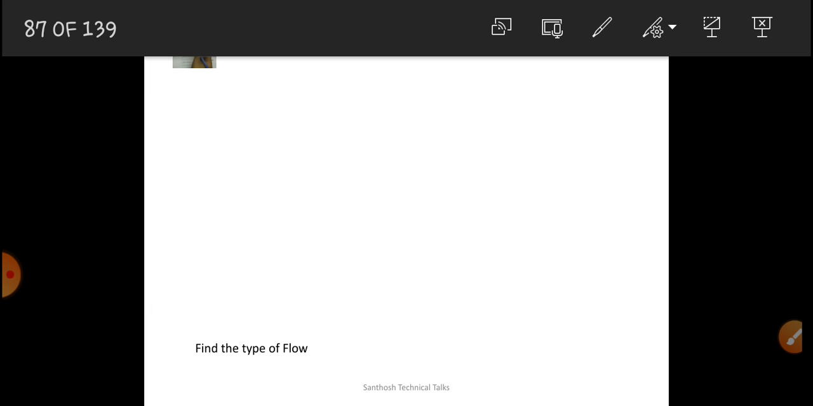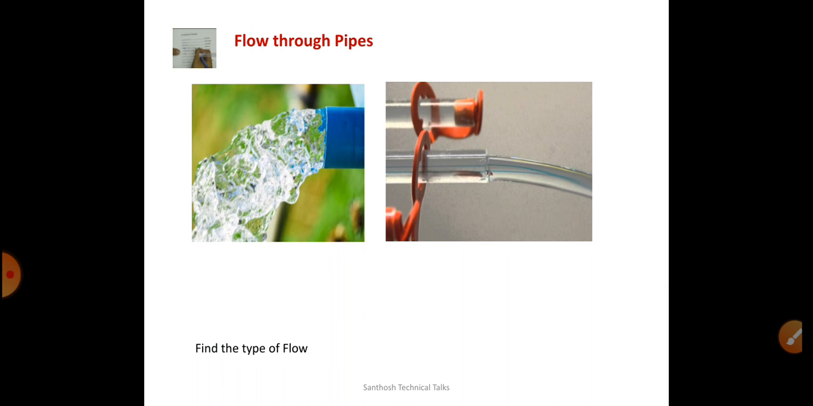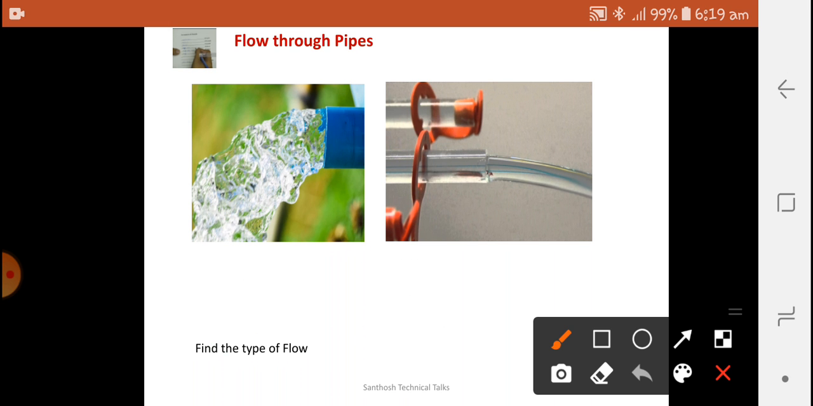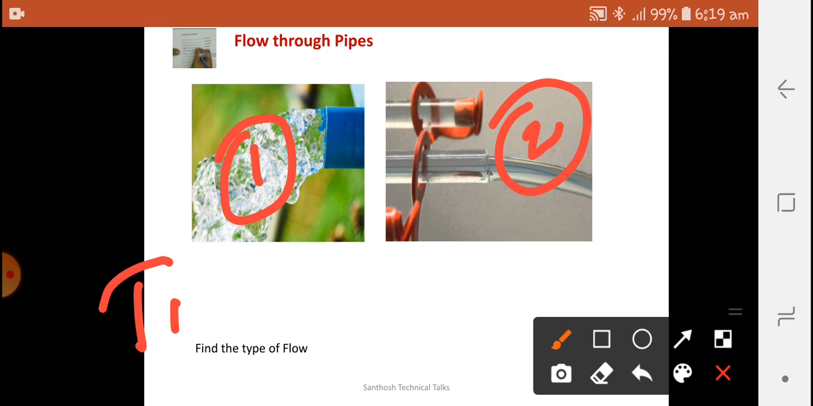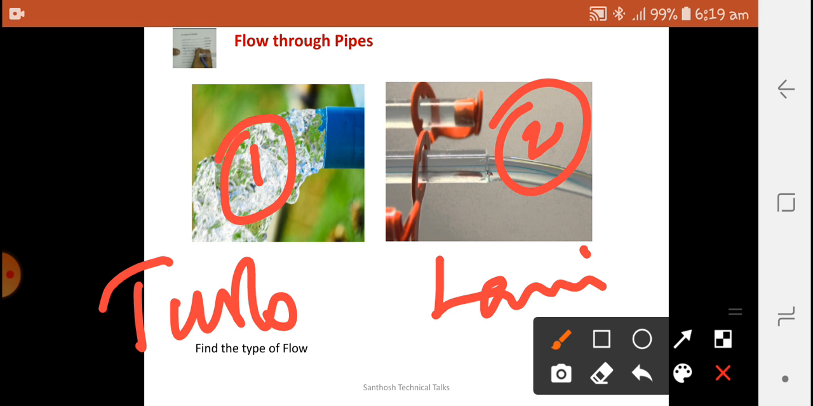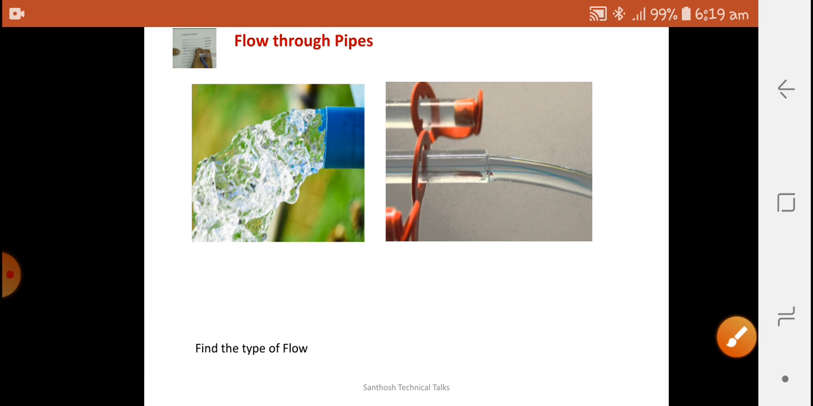Okay, let me check. Find the type of flow. I am going to give two images. You are going to find the types of the flow. Can you guess what is the type of flow? Here, this is one, this is two, this is turbulent, and this is laminar. Yes, your guess is correct. First one is turbulent, and second one is laminar.